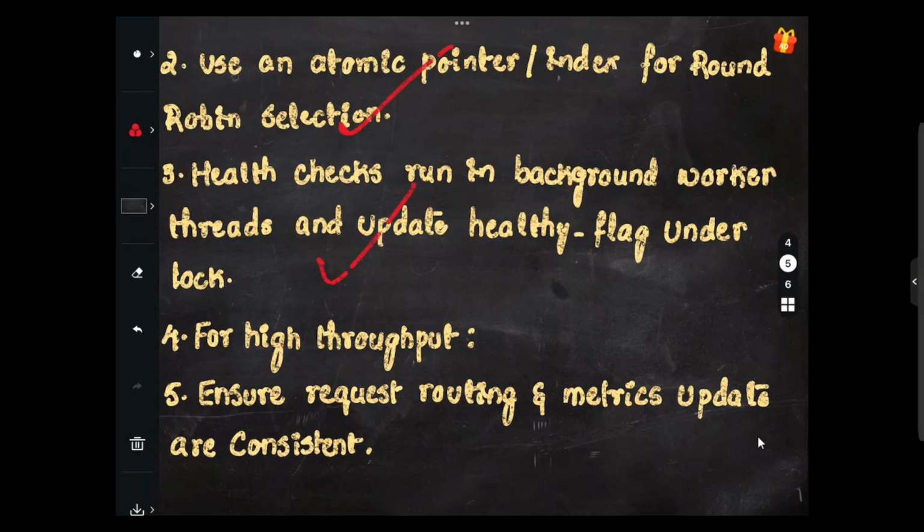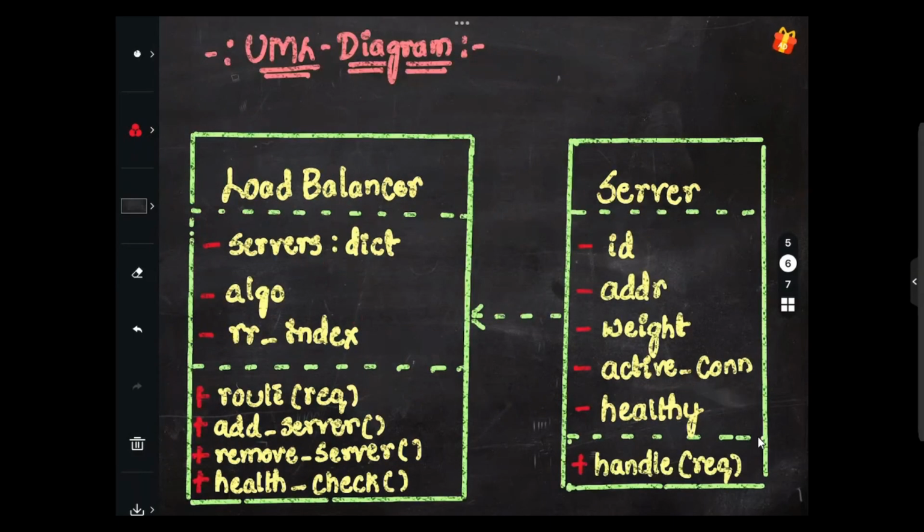Final one is we have to ensure the request routing and the metrics update are consistent. Meaning we have to increment the active connections before forwarding. On response or simulated completion, we have to decrement the active connections. So this is it for the concurrency model.